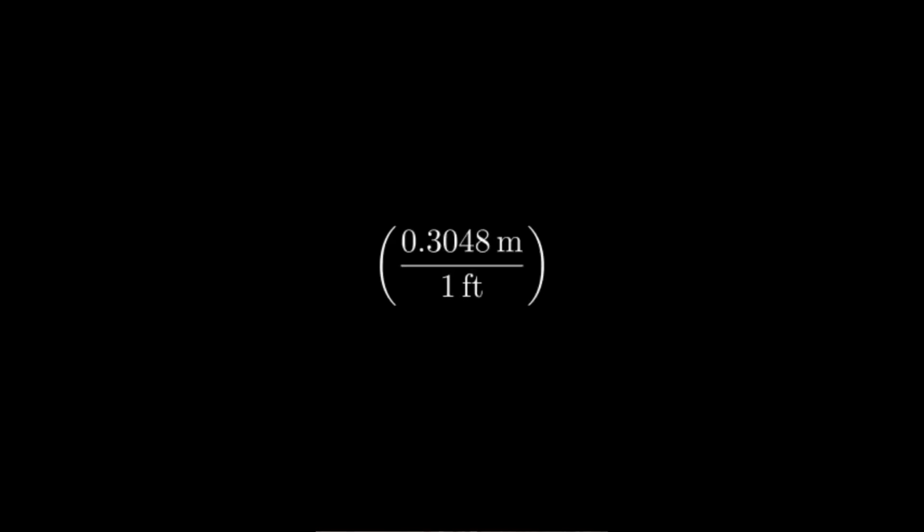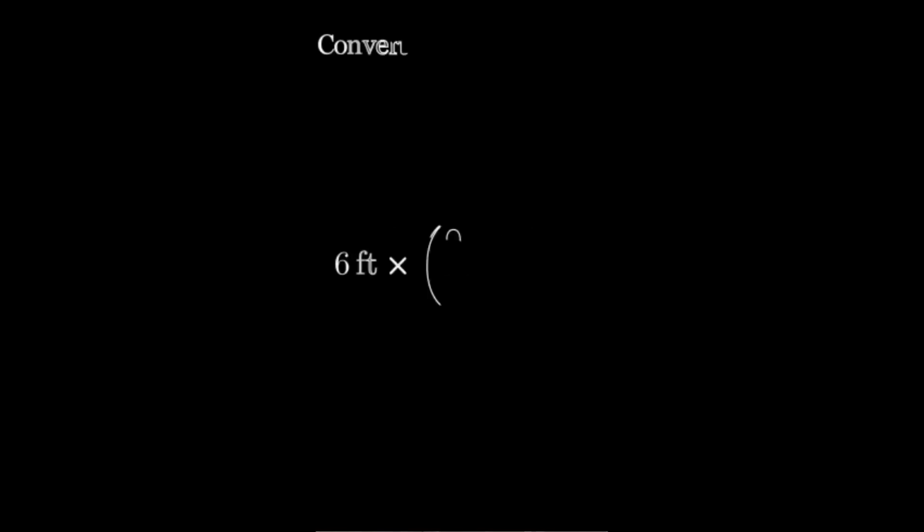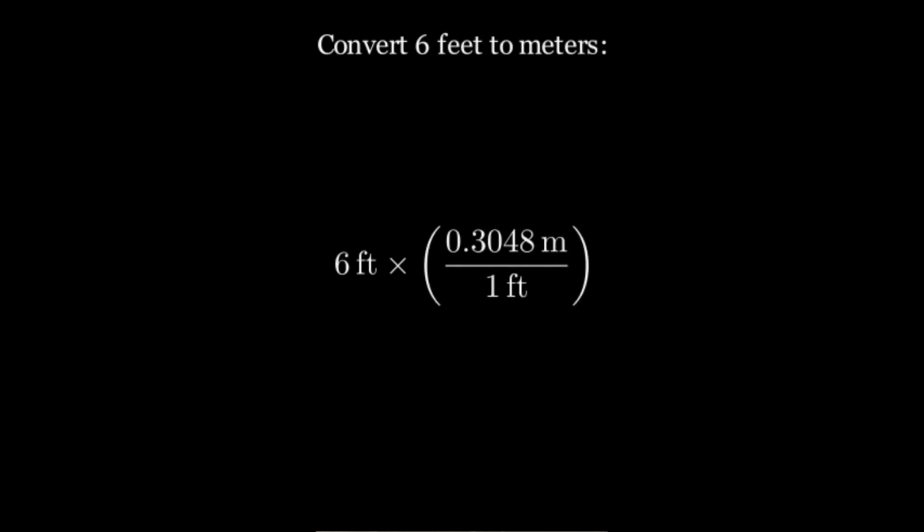There are 0.3048 meters in 1 foot. So we use this conversion factor. Convert 6 feet to meters. The answer is 1.8288 meters.